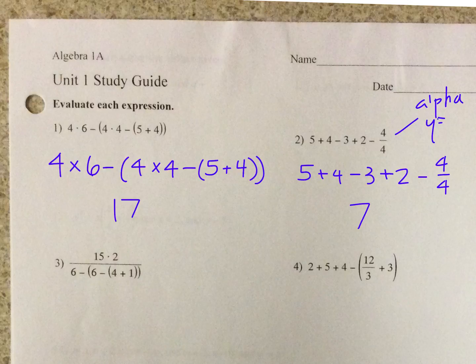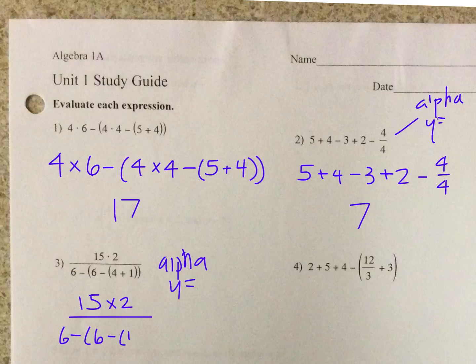Number 3, you need to start with the alpha y equals so that you have a fraction when you start. And then you just do 15 times 2, 6 minus, you have to hit the down arrow to get it to go to the bottom of the fraction, 6 minus, parenthesis 6 minus, parenthesis 4 plus 1, parenthesis, parenthesis. When you put that in your calculator, you should get the answer 6.